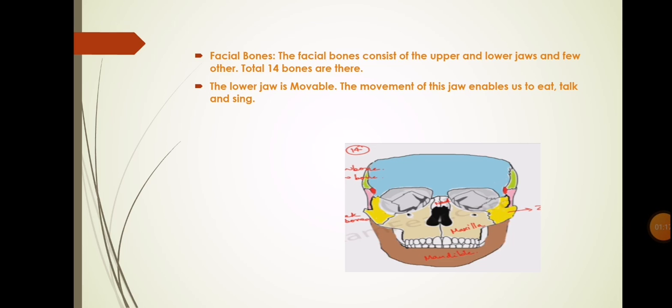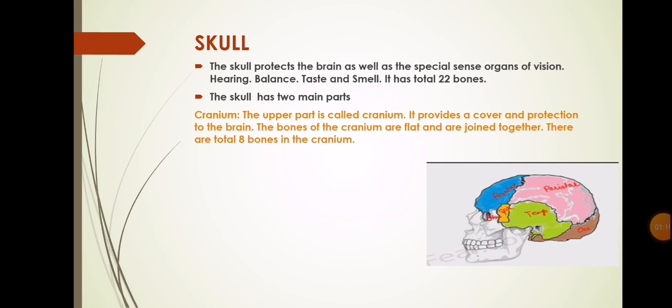Let's start with the skull. The skull protects the brain as well as the special sense organs of vision, hearing, balance, taste and smell. Basically the sense organs, ear, nose, eyes and tongue, are soft organs present in the skull area, which are protected by the skull of our body.